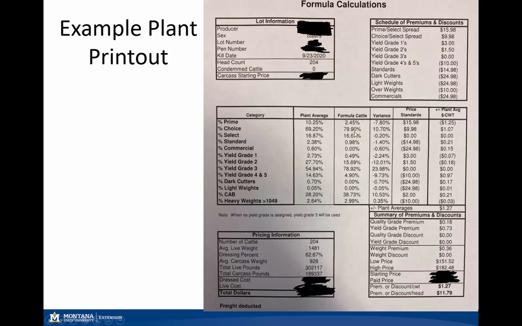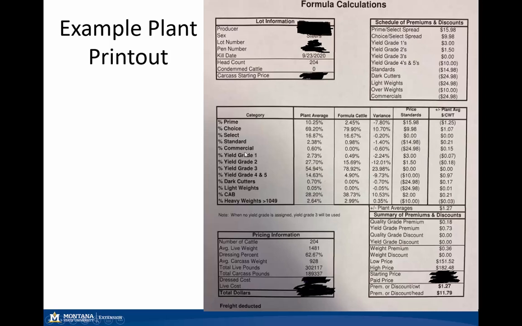So what I am interpreting here is that about 83% of those animals graded Choice or better. That is a very good standard to shoot for. We can see the discounts and premiums over here that would have been received.